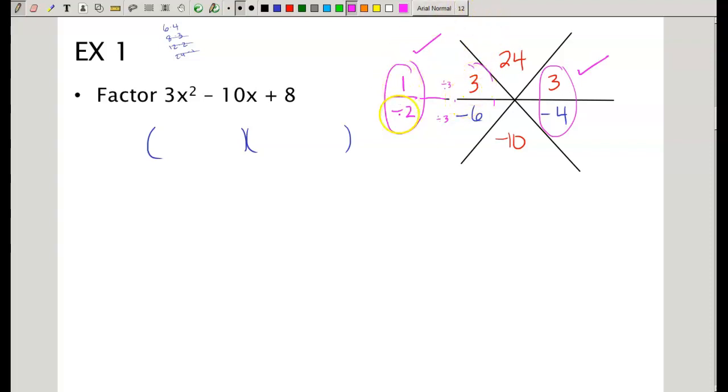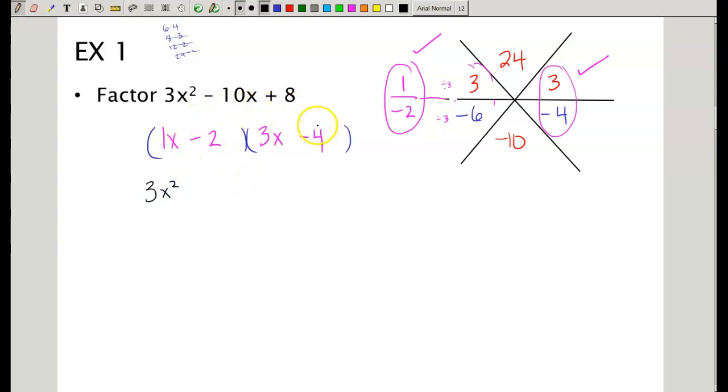So we have 1 over negative 2, that's going to be 1x minus 2. And we have 3 and negative 4, that's going to be 3x minus 4. And that's going to be our answer. If we wanted to double check this, we could multiply all this out, and we could make sure that this is the correct factoring. Let's go ahead and do that in this case. So 1x times 3x, that's 3x squared.